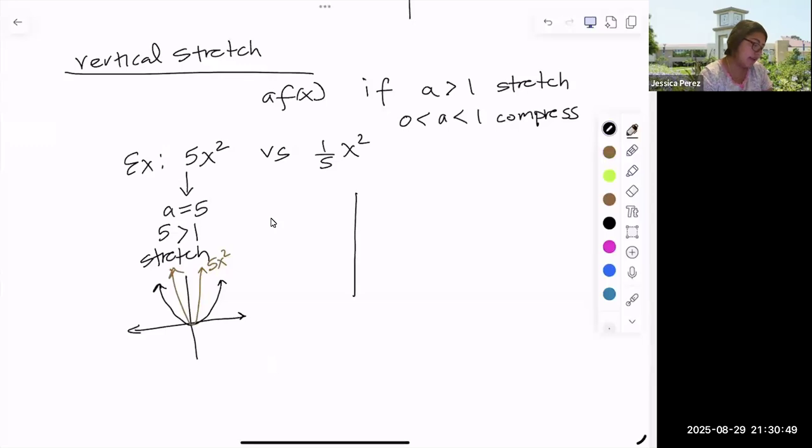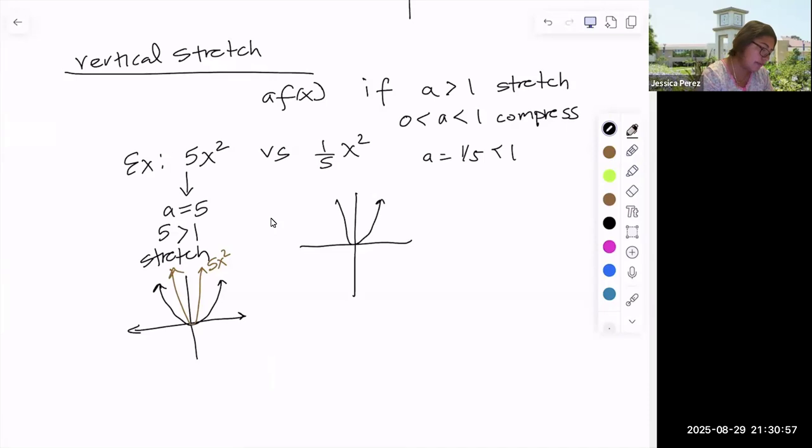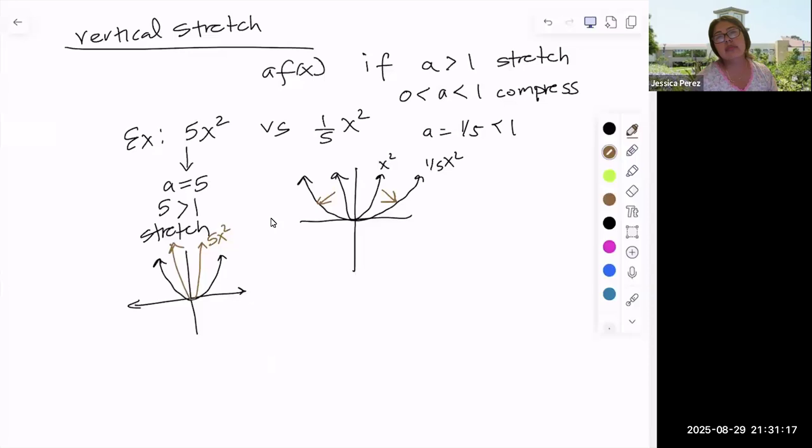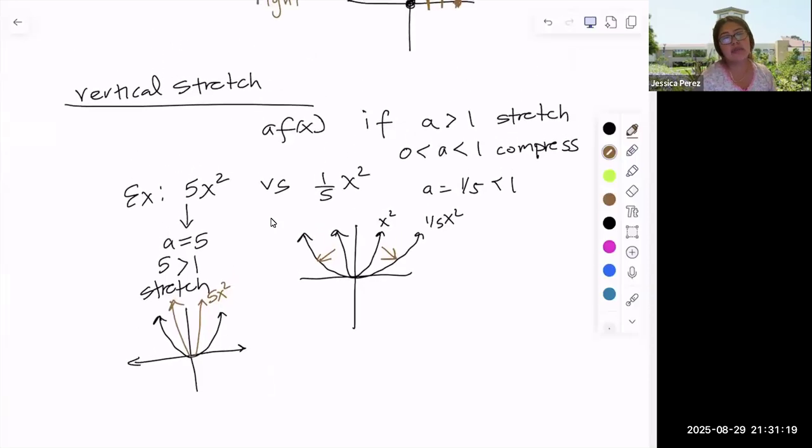Whereas when a is 1/5, this is less than 1, in between 0 and 1, it's a fraction. So here you have your original x squared, and when you have 1/5 x squared, it's like you're compressing it, you're pushing it down. See how this is pushed down? Again, you can play with your calculator and identify that. And that is a vertical stretch and compression.